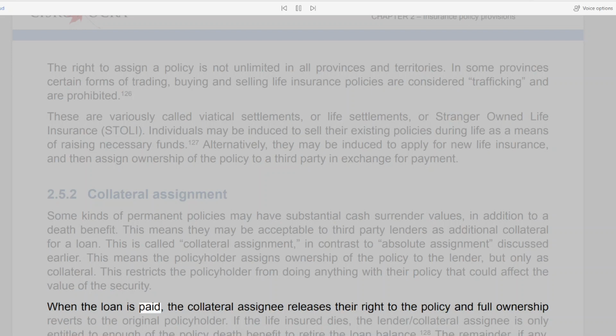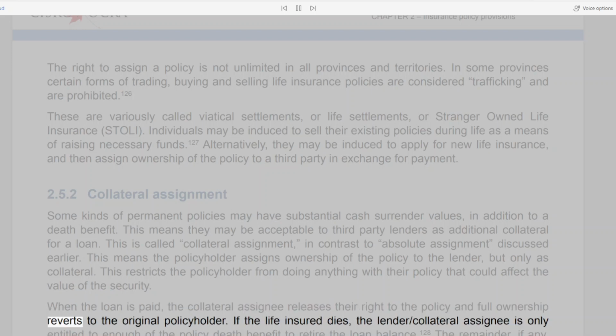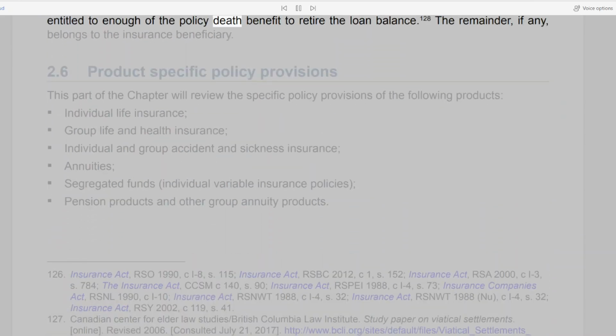When the loan is paid, the collateral assignee releases their right to the policy, and full ownership reverts to the original policyholder. If the life insured dies, the lender/collateral assignee is only entitled to enough of the policy death benefit to retire the loan balance. The remainder, if any, belongs to the insurance beneficiary.